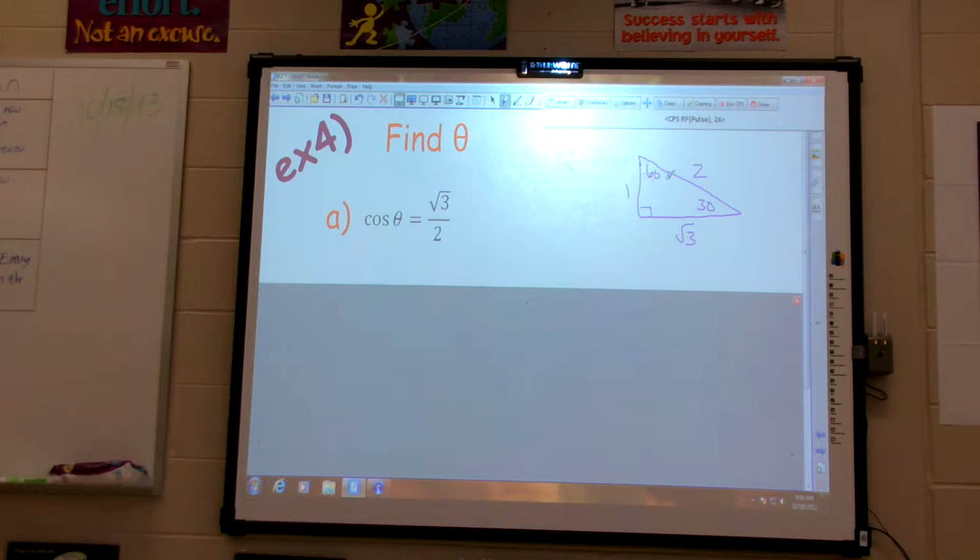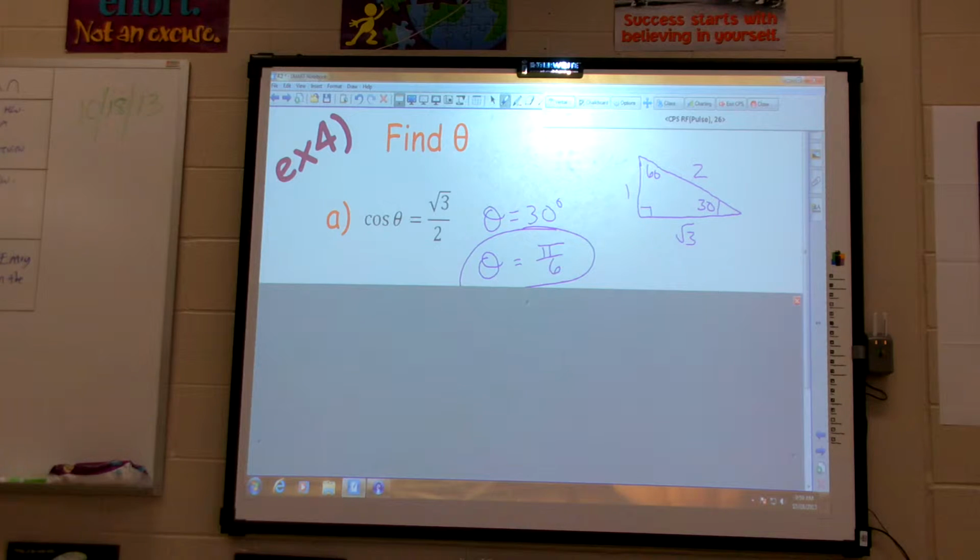I have to just figure out which angle, if I look at this angle, or if I look at this angle, which one gives me cosine of square root of 3 over 2? 30. Because cosine is adjacent over hypotenuse. So that means theta was 30 degrees. However, I want it in radians. So what is 30 degrees in radians? Pi over 6. That's just unit circle knowledge right there.